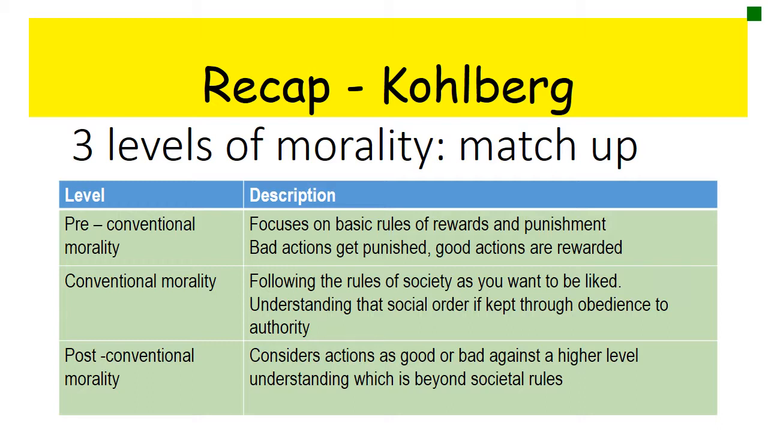Stage 3 and 4 come within conventional morality, which is the young adults really, so following rules of society because you want to be liked, and also understanding that you have to behave and you have to follow what your adults or authority figures are telling you to do because that's how society functions basically. And then your final stages, stage 5 and 6, come within post-conventional morality. And remember that Kohlberg said only 10% of us would reach this. And that's that understanding of actions being good or bad against a higher level. So not just what society says, but understanding the impact bigger than that really, and having your own decisions about how things should be.